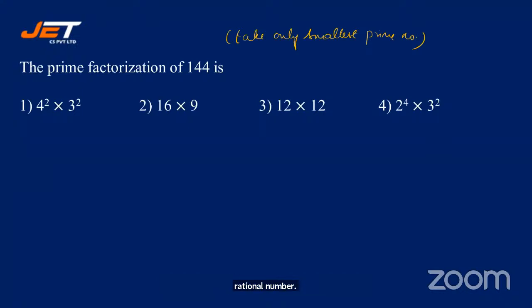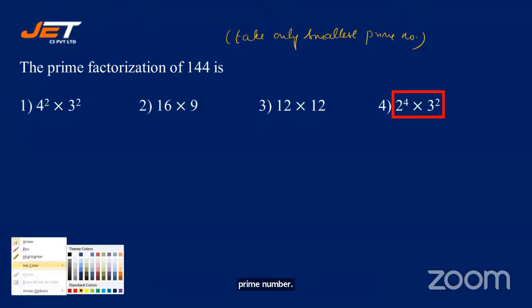The prime factorization of 144 is dash. Right. So quickly give me the answer for this. All right. So let me see how many are giving me option 4 as the right answer. Yes, almost many are giving me option 4. Here also I would like to tell you that, see, a prime factorization means you should take only the smallest prime number, right? So you should not get confused here.